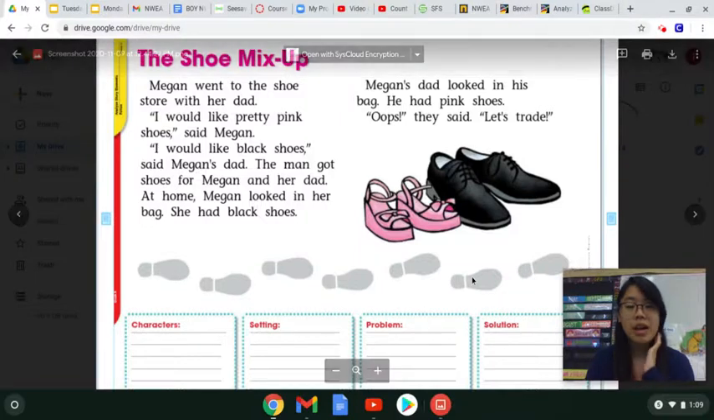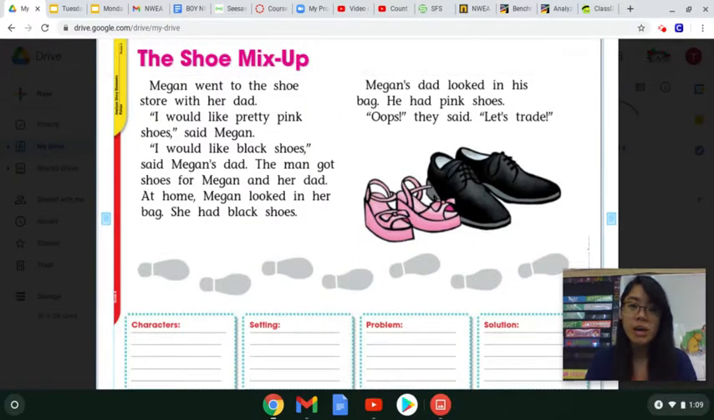Hello, everyone. So, we have been talking about different story elements. The story elements that we have been talking about are the characters, the setting, the problem, and the solution.